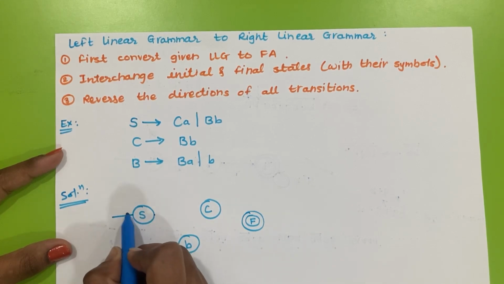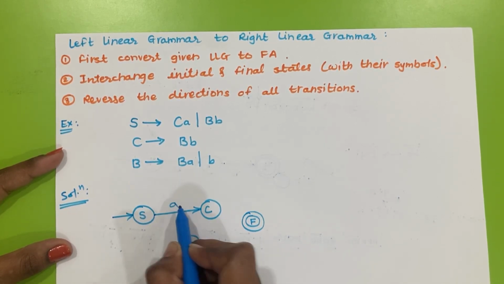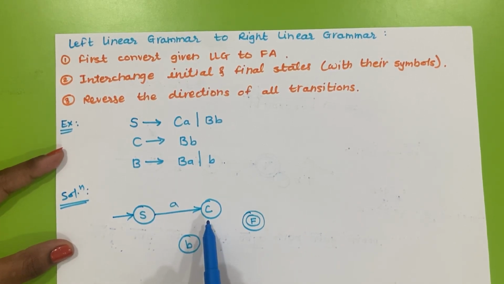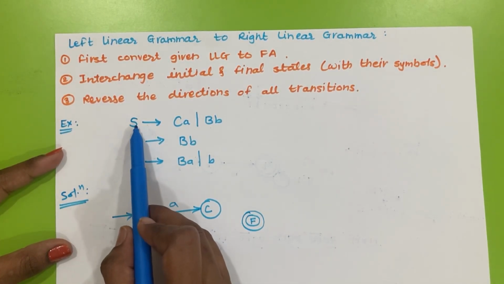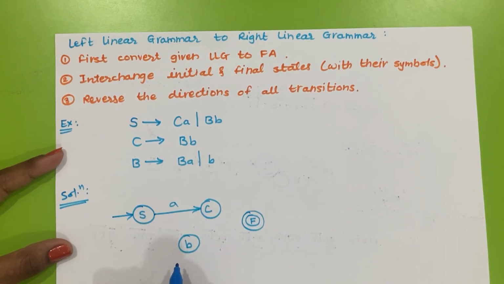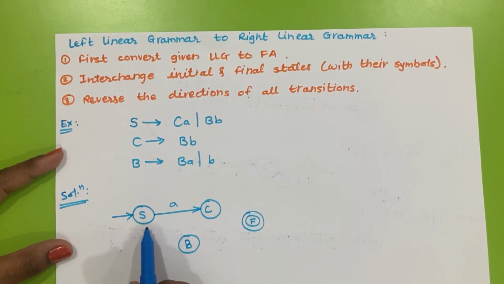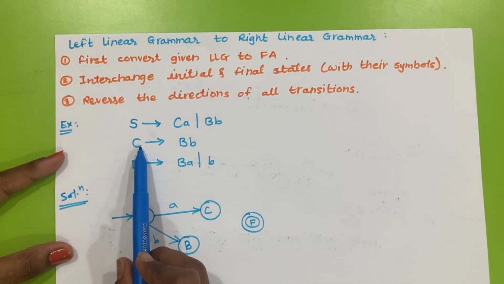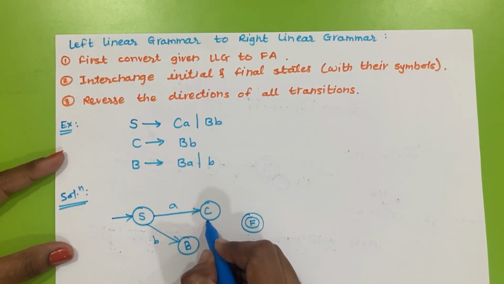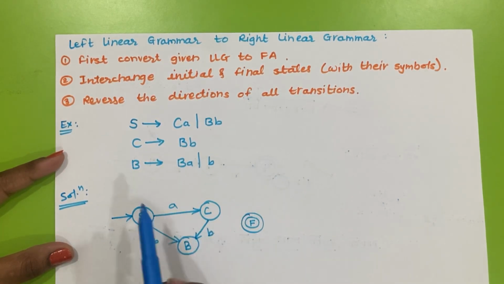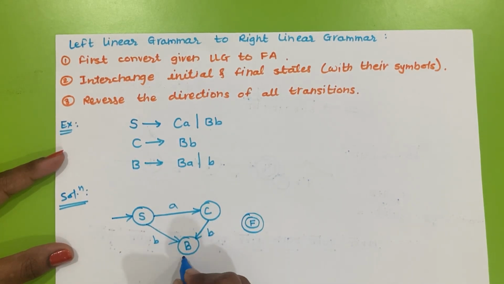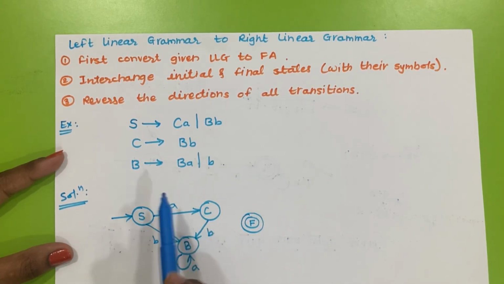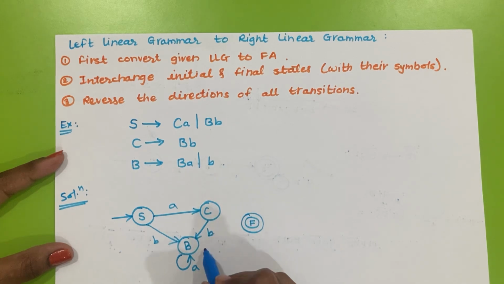So this will be the transition from S to C by taking input A. Then S tends to BB. S tends to B. Then C tends to BB. B tends to BA. B tends to B. So this transition will move from B to F.